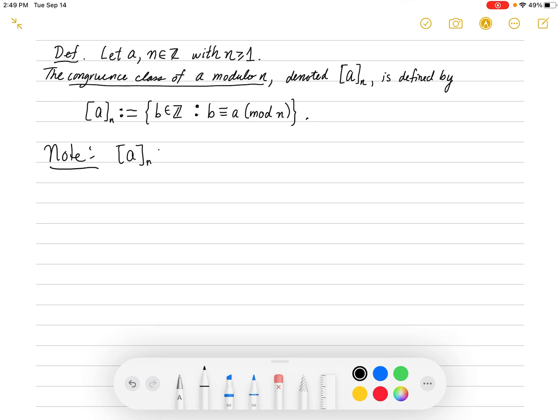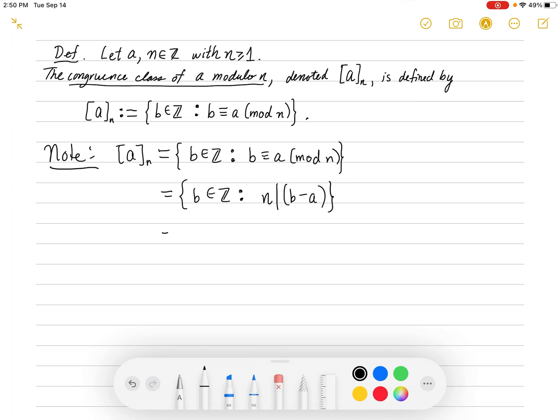So we have the definition that the congruence class of a mod n is equal to all those integers b such that b is congruent to a mod n, right? That's our definition, and that's what I have written here. Now we can rewrite this a little. What does it mean for b to be congruent to a mod n? Well, by definition, n divides b minus a. That's what it means for b to be congruent to a mod n. So here I have my second way to write this set in the brackets.